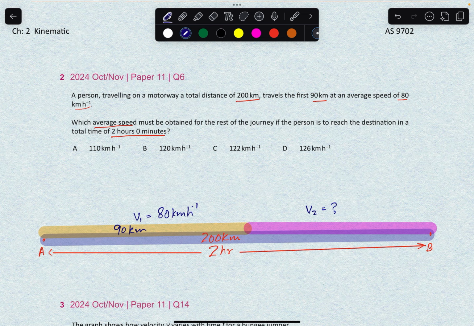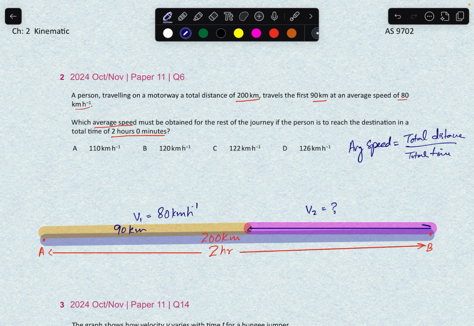Okay, so what we know from our previous knowledge is that average speed is equal to total distance divided by total time taken. So if I have to find v2, I have to find the distance traveled from this point to this point. So the distance will be simply, I can say d2 will be, the total is 200 and 90 was first, then it will be 200 minus 90. So it is 110 kilometers.